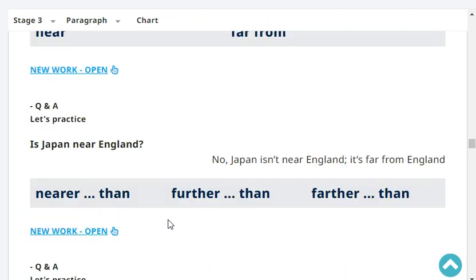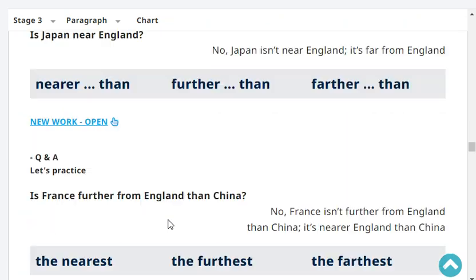Is Japan near England? No, Japan isn't near England. It's far from England. Very good. Is France further from England than China? No, France isn't further from England than China. It's nearer England than China. Very good.